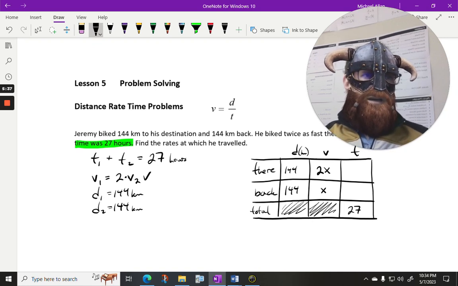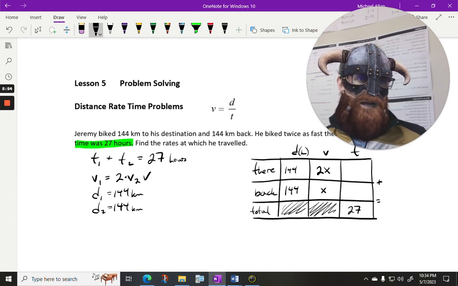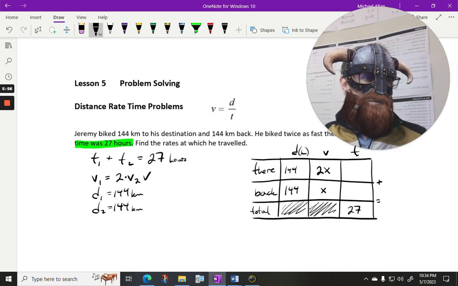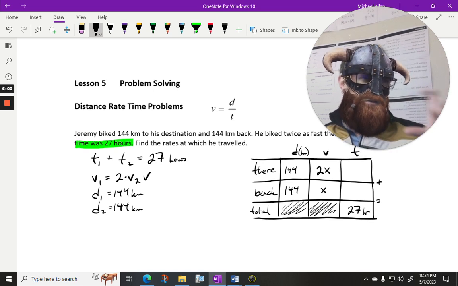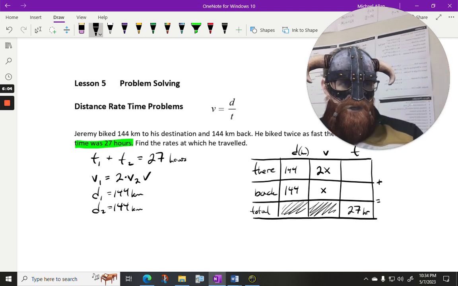Okay, so now I have this table I've got to fill out, and the only information that I really can solve is pretty much this last line here where it says T1 plus T2. So if I add these two pieces together, I'm going to get this 27 hours. Yeah, 27 hours. I should put a unit there. Put it down here. So when I add those two pieces together, I'm going to get 27.